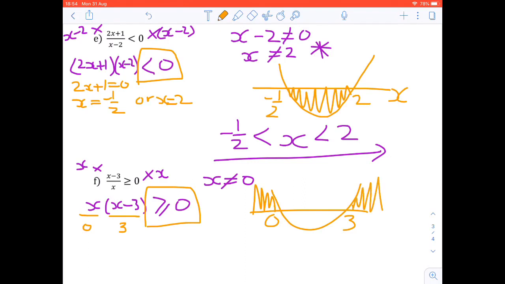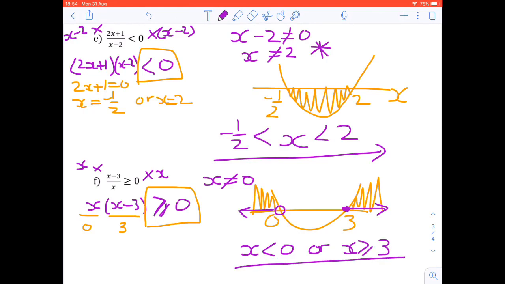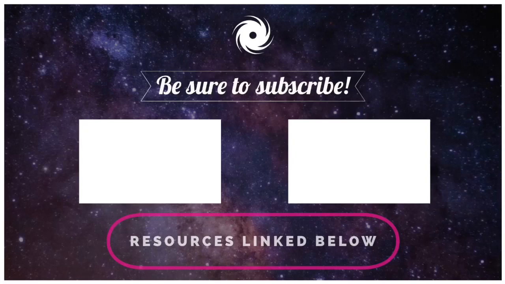But look here, we said x cannot be equal to 0. So technically, this means that this is an open dot all the way to infinity, and the 3 will be a closed dot, because this is asking for greater than or equal to in the question. And it's included because it's not part of our restriction. So that means that x is less than 0 or x is greater than or equal to 3. And that's your answer.